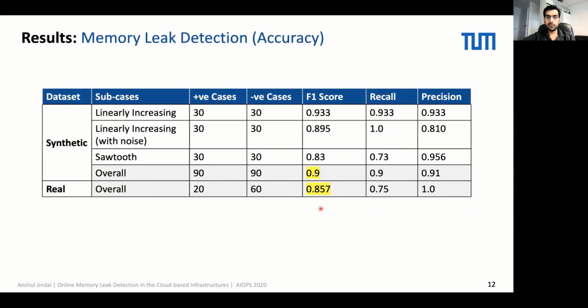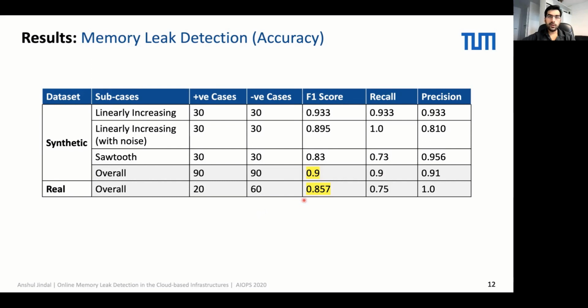So to summarize the algorithm results, I show you the F1 score on the synthetic and the real data set. We have the synthetic further classified into linearly increasing with noise and without noise, and the sawtooth pattern. Overall, in the synthetic, the algorithm was able to achieve 0.9 F1 score and 0.857 on the real cloud dataset. So these were some of the accuracy scores on the dataset.